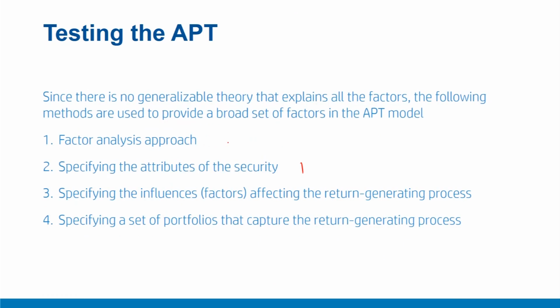Since there is no generalizable theory that explains all the factors, a number of mathematical approaches are available. For example, the factor analysis approach, or specifying the attributes of security like dividend yield, beta and so on, or specifying the influences like some industries, sector specific influences that affect the return generating process, that is single or multi-index models, or specifying a set of portfolios that capture the return generating process. So there are certain approaches. We'll discuss these approaches in the next set of videos.